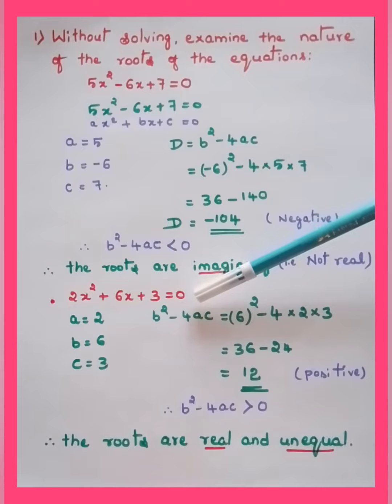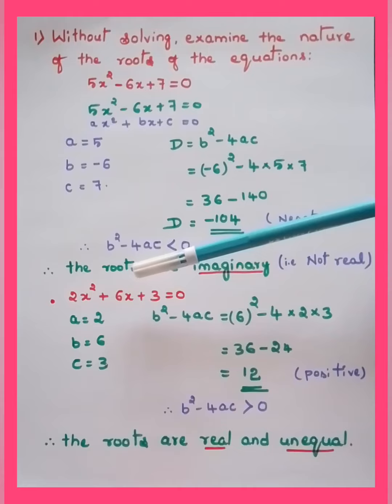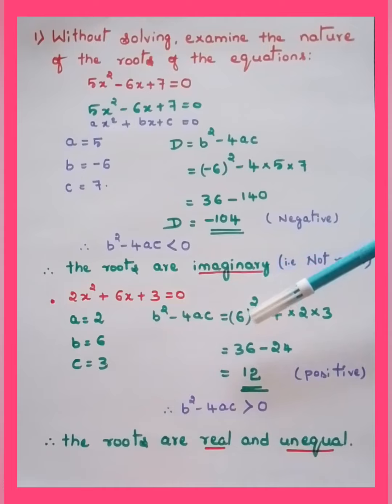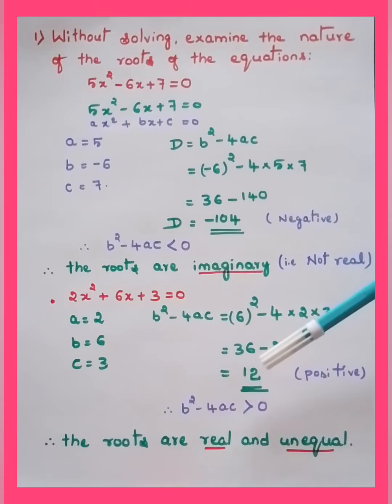Next we shall check the nature of the roots. Here a value is 2, b value is 6, c value is 3. So b square minus 4ac is equal to 6 square minus 4 into 2 into 3. 36 minus 24 is 12. Hence b square minus 4ac is greater than 0. Therefore the value we got is positive, so the roots are real and unequal. Okay, real and unequal roots.